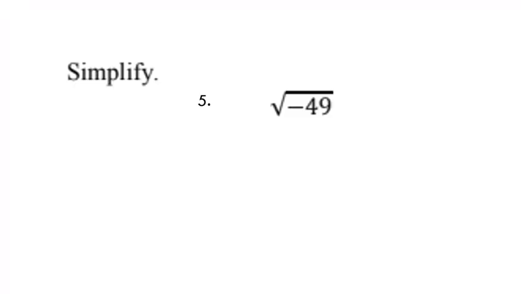Okay, let's do square root of negative 49. Negative 1 times 49. That would be the square root of negative 1 times the square root of 49. Another name for the square root of negative 1? i. The square root of 49 is plus or minus 7. So it will be plus or minus 7 with an i. That would be your answer.